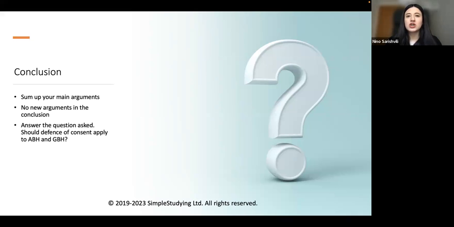By this point, you should have already presented both arguments for and against the essay question. And in the conclusion, you need to side with one of the arguments, one of the sides of the argument. Either you agree or you disagree that the defense of consent should apply to ABH or GBH. And obviously, you need to reason your position. Why do you think that the defense of consent should apply, and why do you think that it should not apply to ABH and GBH?